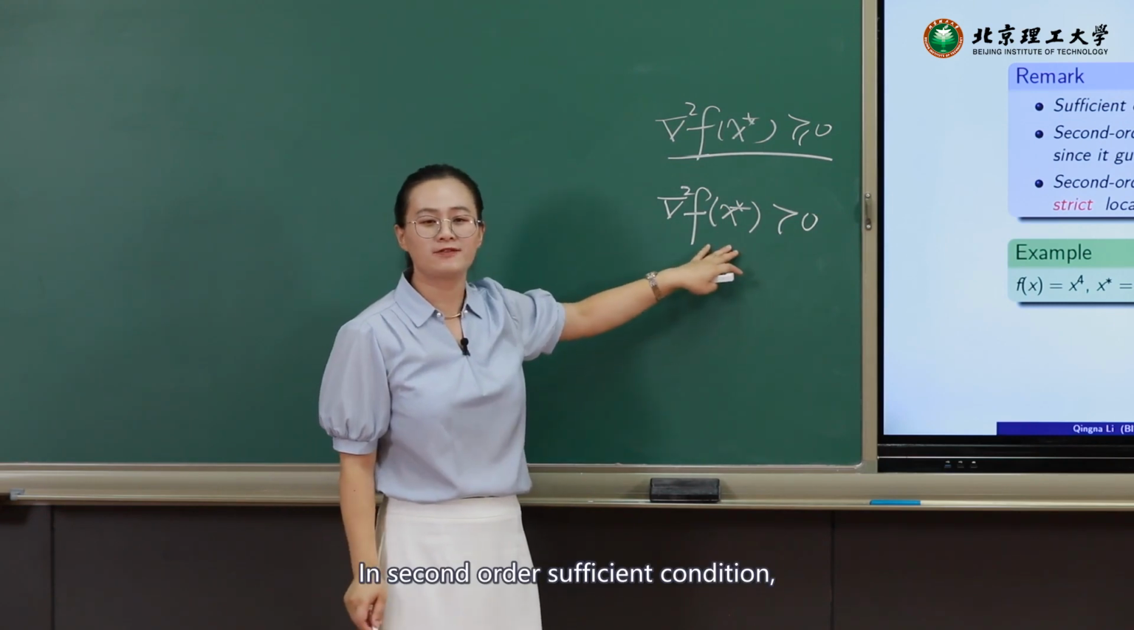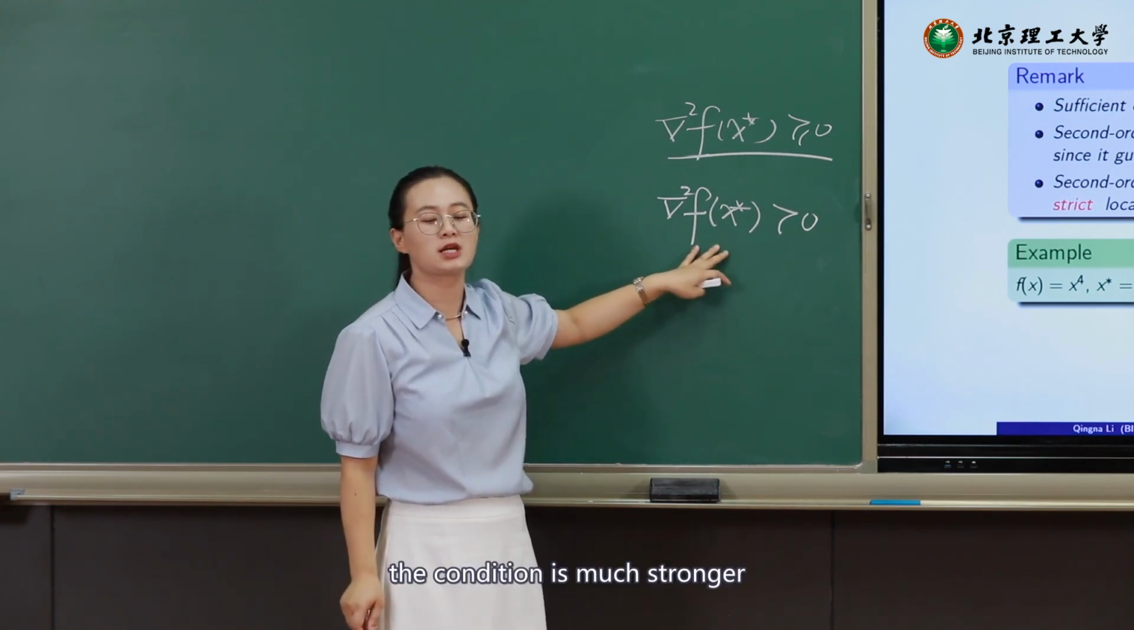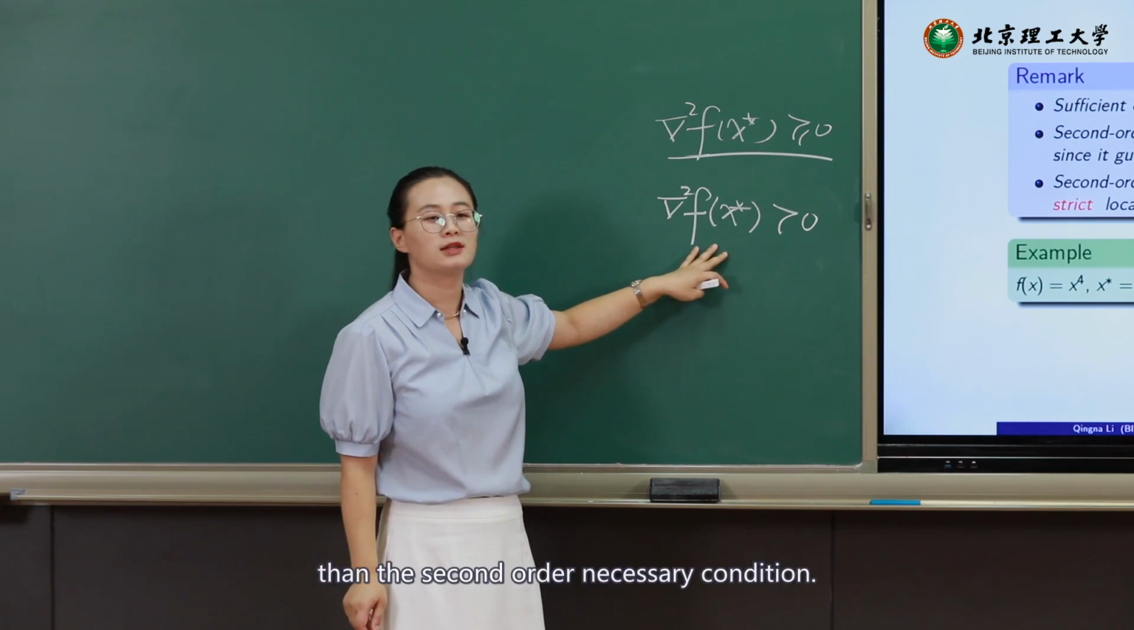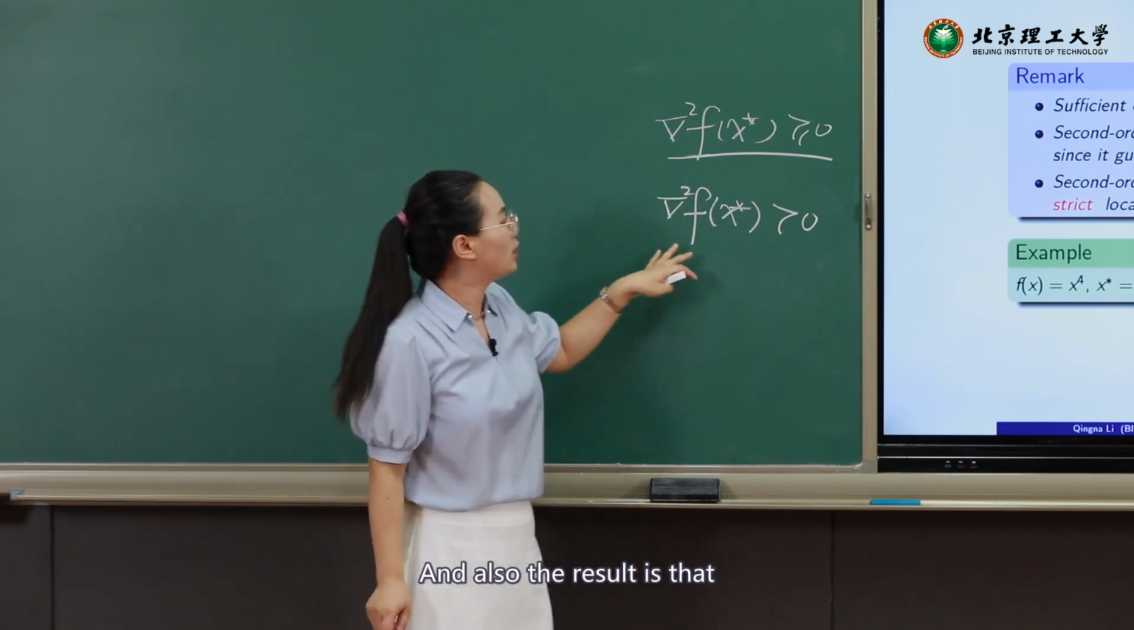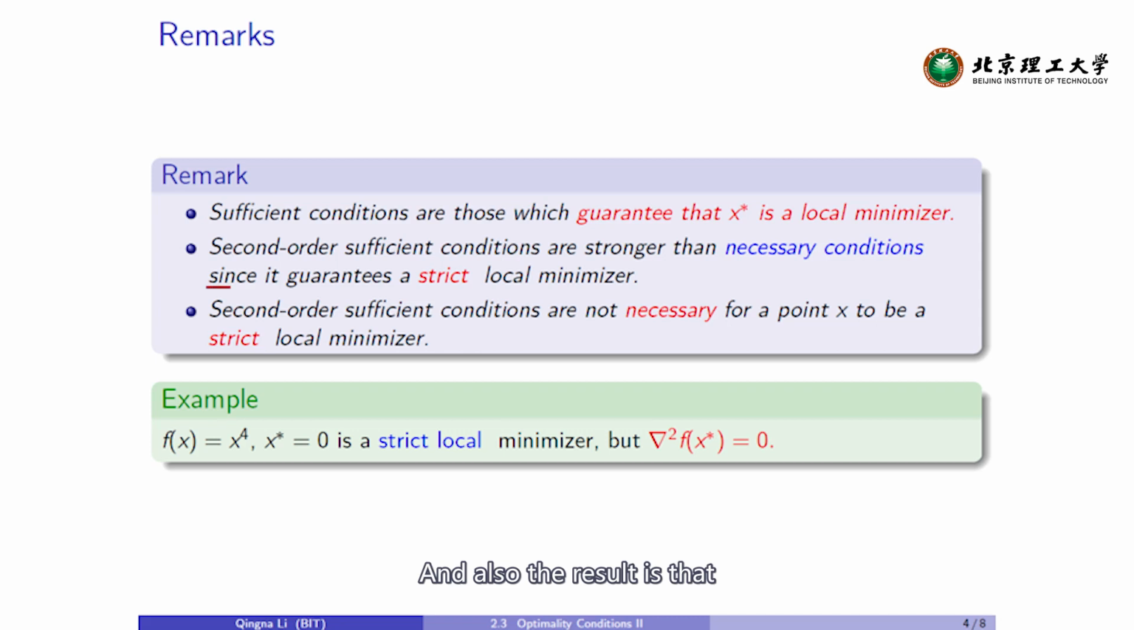In the second order sufficient condition, the condition is much stronger than the second order necessary condition. And also the result is that it guarantees a strict local minimizer. So it is a strong local minimizer rather than a weak local minimizer. So the conclusion is also different.